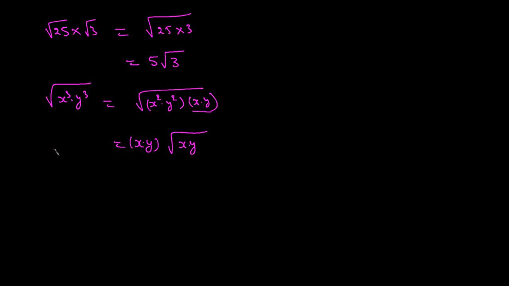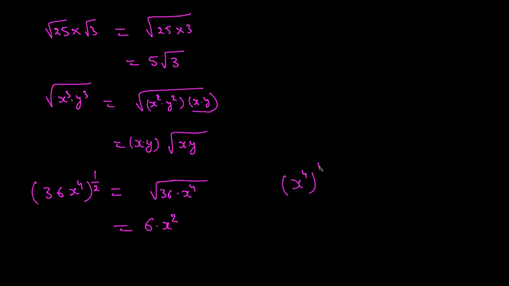Okay, so let's do one more. So I have 36 x raised to power 4, all raised to power 1/2. Okay, so this is basically square root of 36 times x raised to power 4. Square root of 36 is 6. Square root of x raised to power 4 is going to be x squared. You know why?